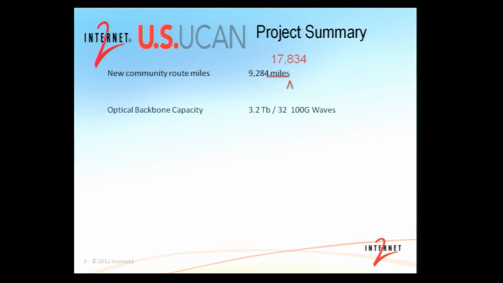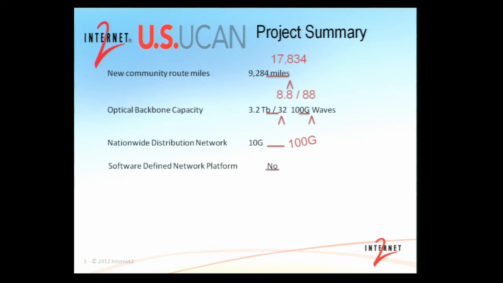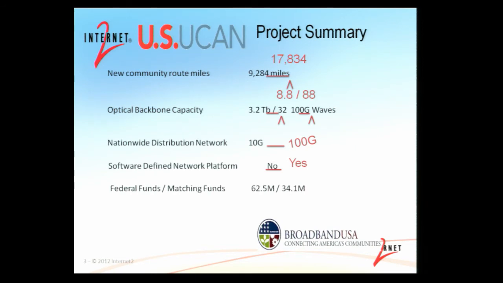Basically, one of the things, this was called USUCAN, or NTIA BTOP, but the gist of it was Internet2 ended up with a much larger network, going from 9,000 miles to 17,000 miles of our own fiber for the most part. It's now 100 gig instead of 10 gig. And we have the ability to implement a software-defined networking solution as well, which is what I'll focus on mostly in this talk.